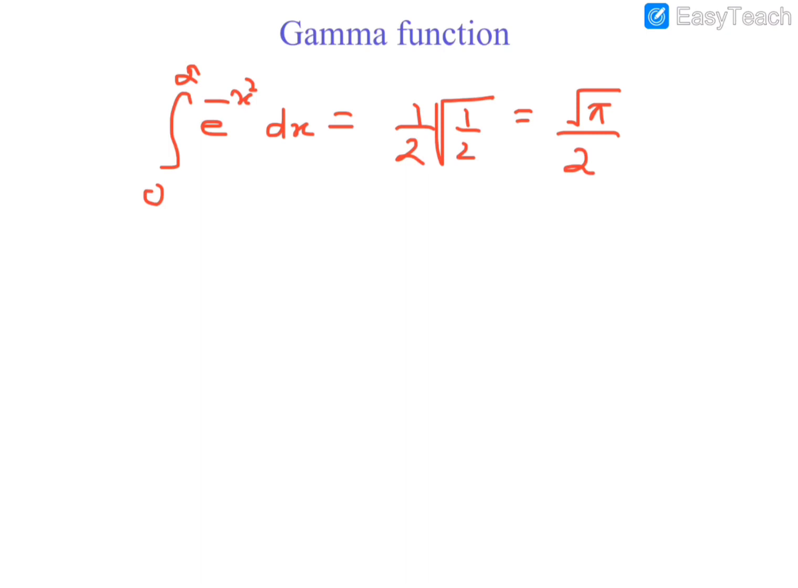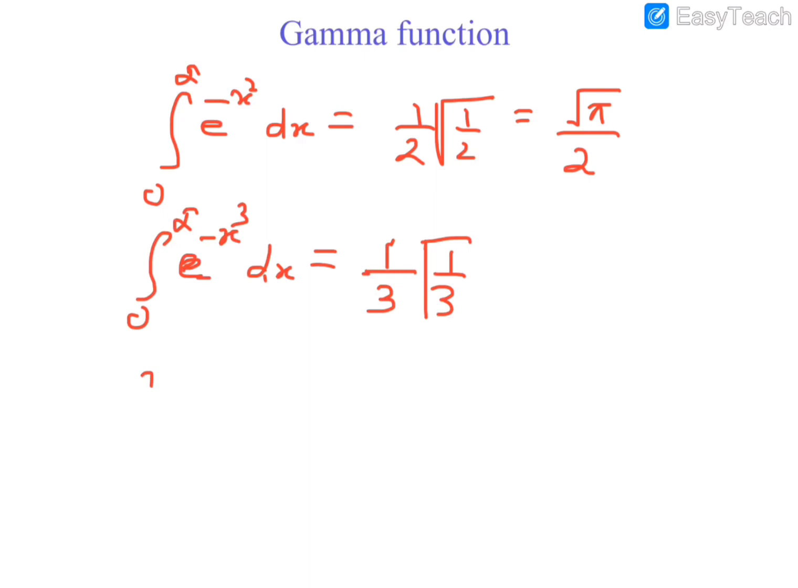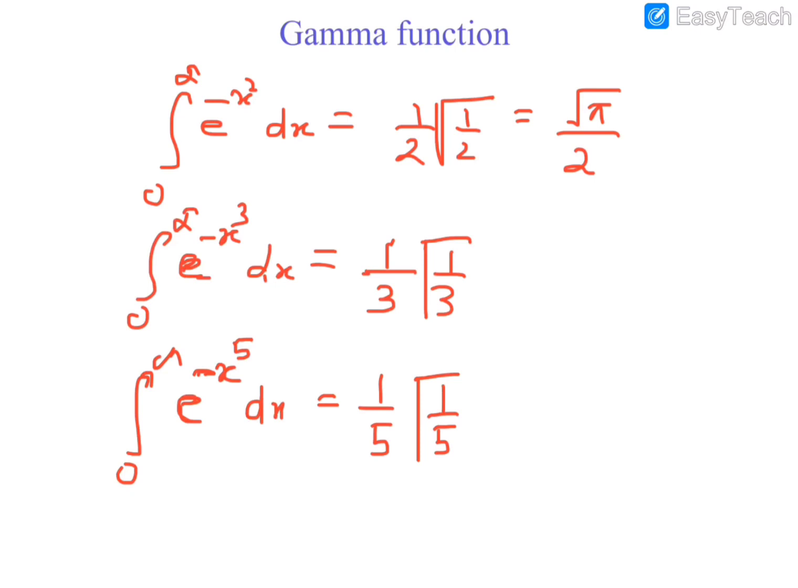And similarly, if you do the integration from 0 to infinity of e raised to the power minus x cube dx, this will be equal to 1 by 3 gamma function of 1 by 3. And if I write something like from 0 to infinity e raised to the power minus x raised to the power 5 dx, you can write it as 1 by 5 gamma function of 1 by 5. So this is just the type 1 type of questions.